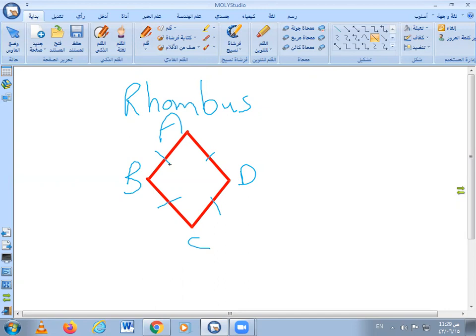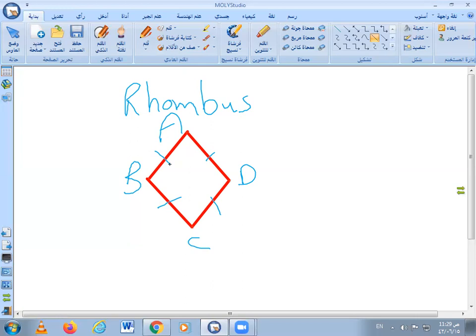We have properties also for the rhombus. Number one, all the properties of a parallelogram. Now together we said the four properties of a parallelogram. Number one, each two opposite sides are equal in length, each two opposite angles are equal in measure, each two consecutive angles have a sum of measure 180 degrees, and the two diagonals bisect each other.